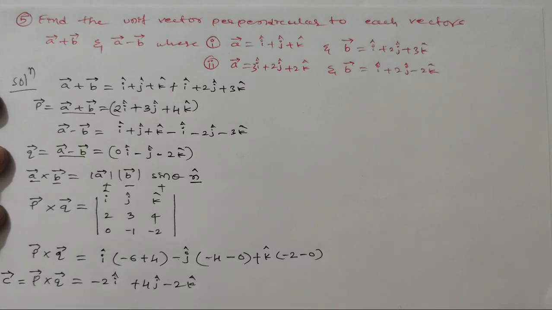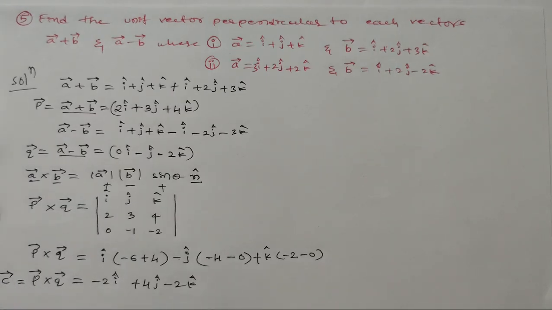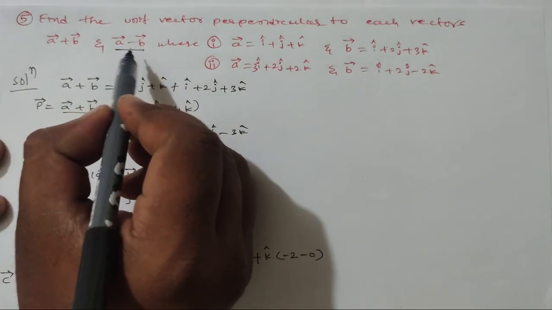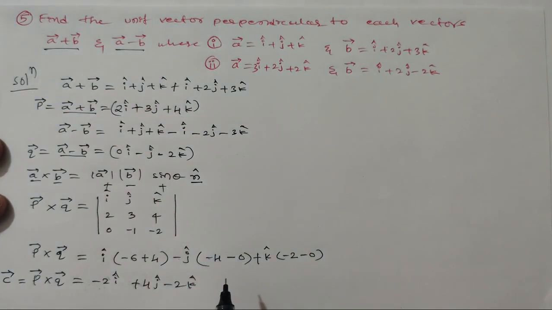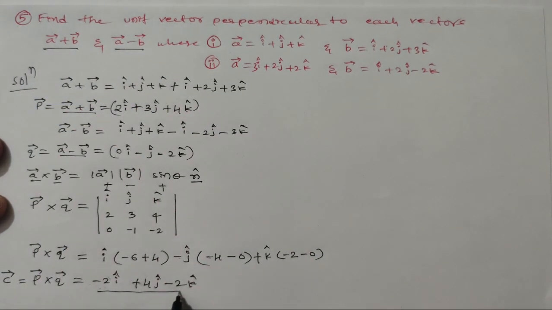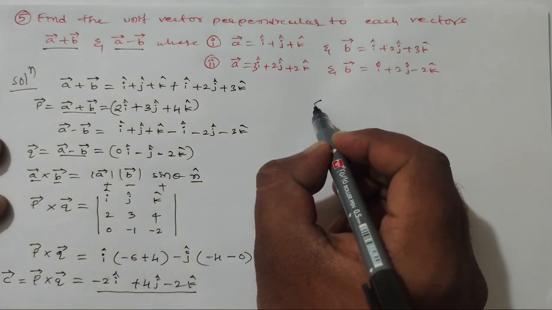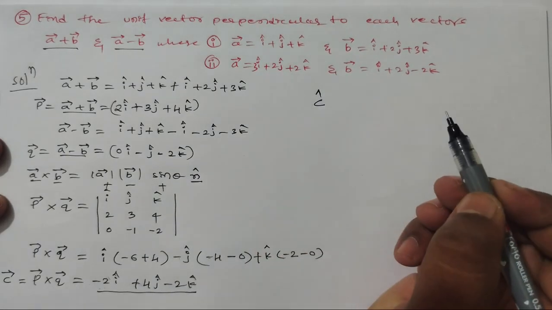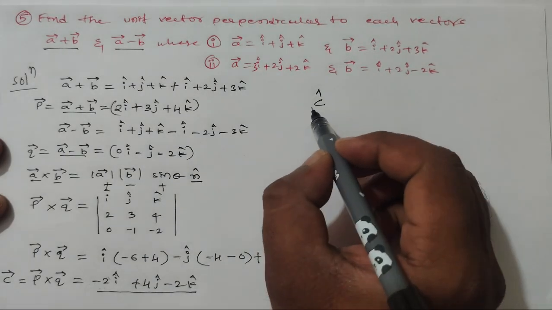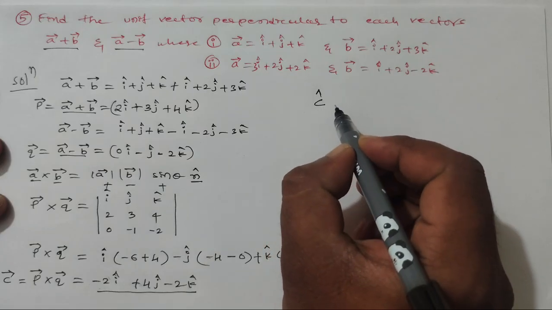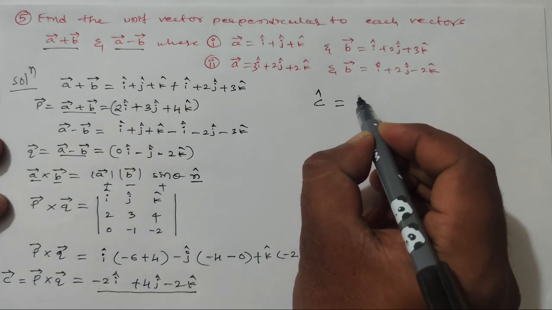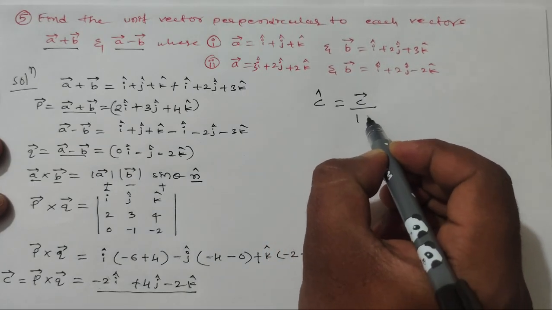Okay, right, what did he say? To find the unit vector perpendicular to a plus b vector and a minus b vector. This is the perpendicular vector. Now what we have to find is the unit vector, so c vector unit vector has to be found. Okay, so that is equal to c cap equal to what? What is unit vector? That vector divided by that magnitude.